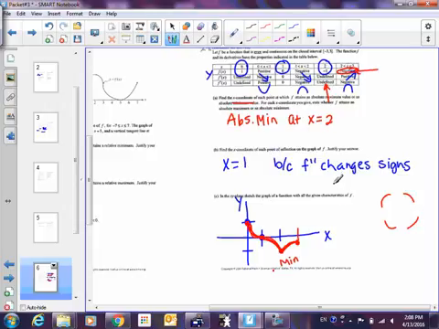Okay, so go ahead and write a similar statement for the max. All right, what is it? At x equals 0.